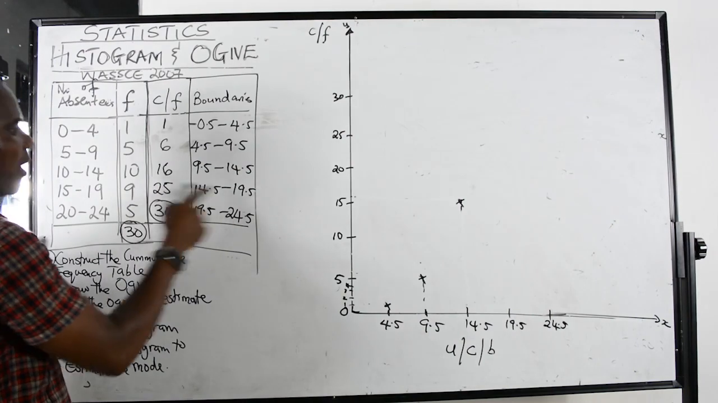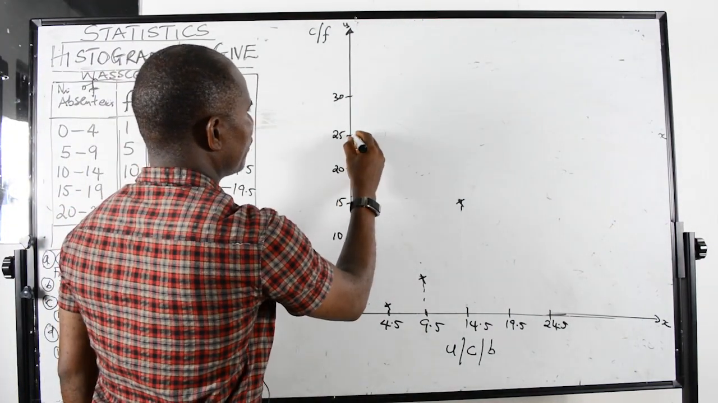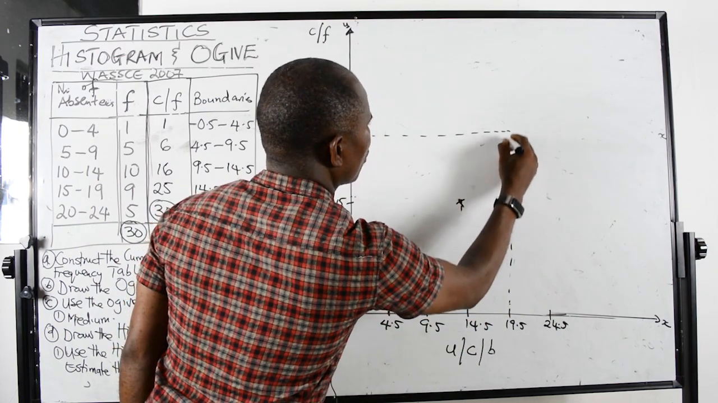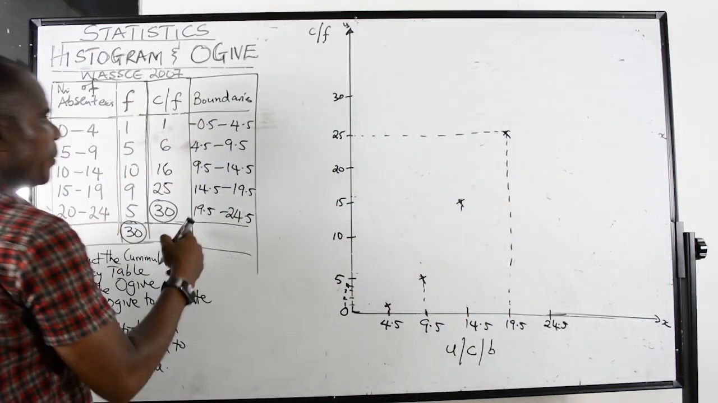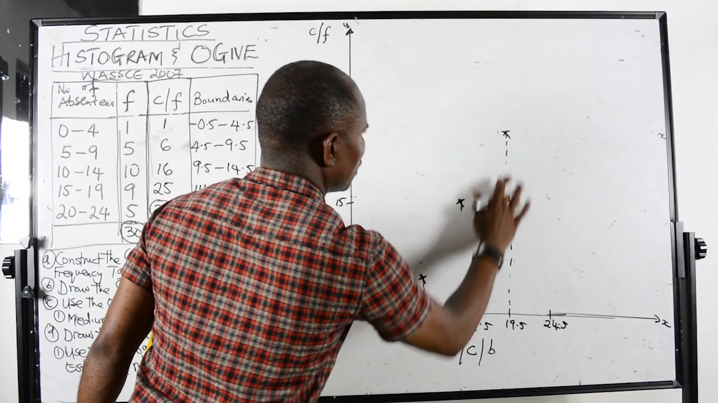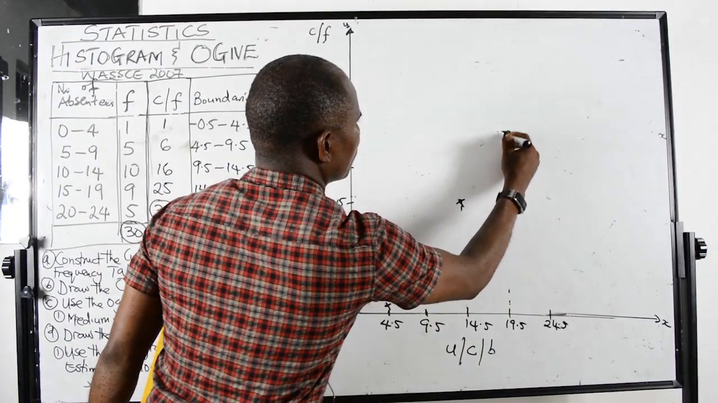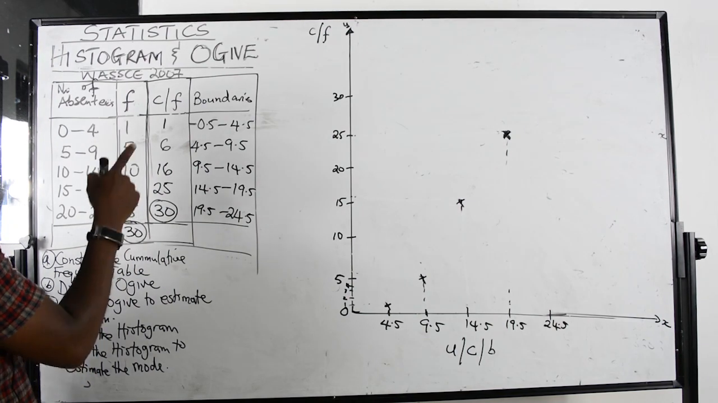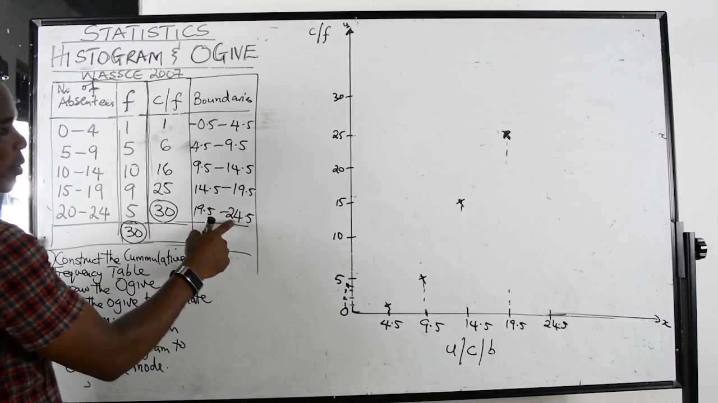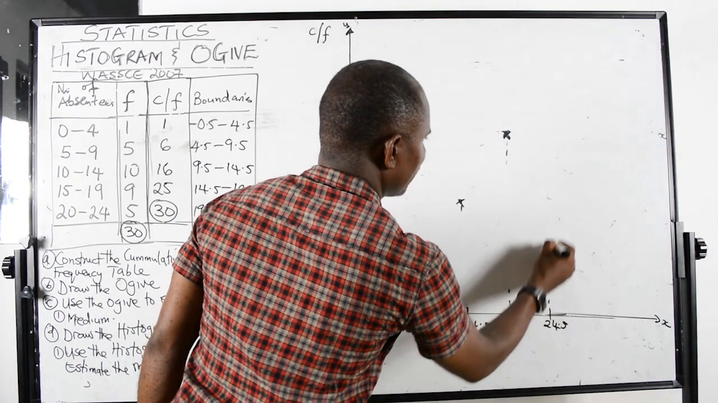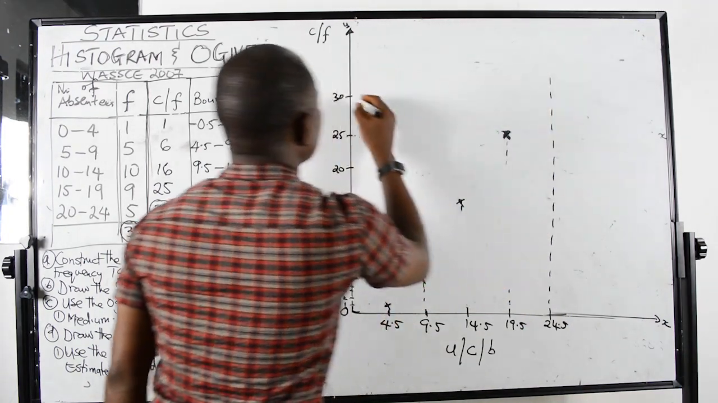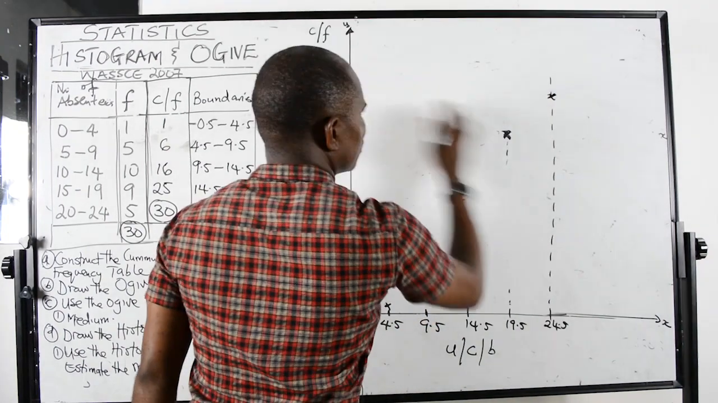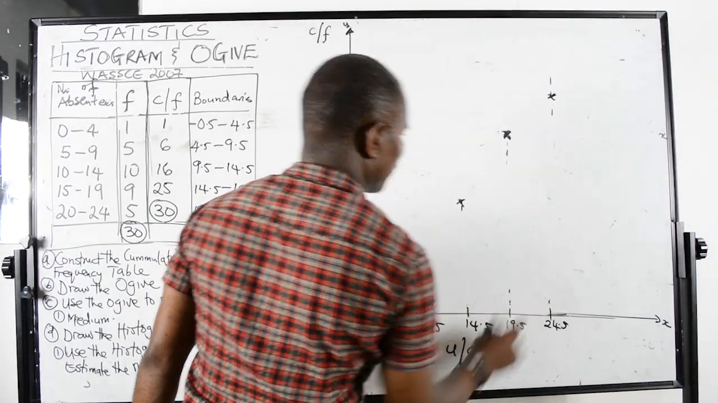Then I have 25 and 19.5. This should be drawn on graph paper. The last one has cumulative frequency 30 and 24.5. So 24.5 and 30 is here. So now we have got the points.